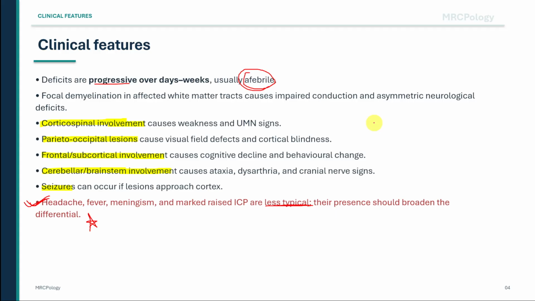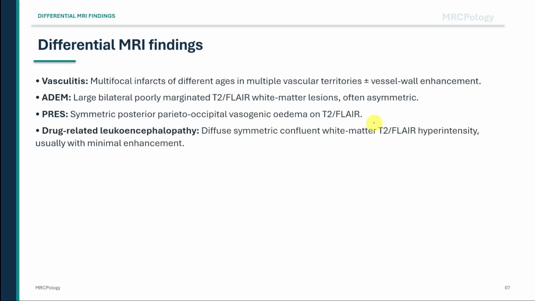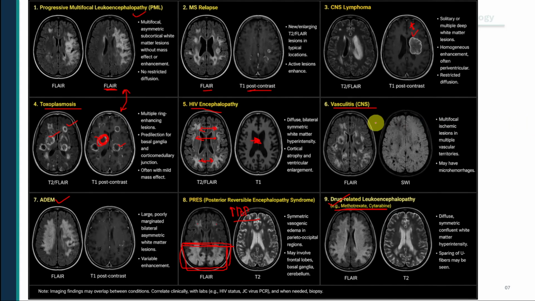An advanced HIV patient has multiple ring-enhancing basal ganglia lesions with edema, while another has asymmetric non-enhancing subcortical white matter lesions with progressive focal deficits. Which diagnosis fits each pattern? The answer is toxoplasmosis for the ring-enhancing basal ganglia lesions with edema, and PML for the asymmetric non-enhancing progressive white matter lesions.